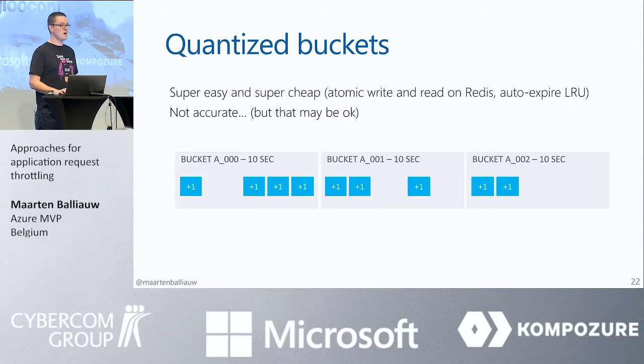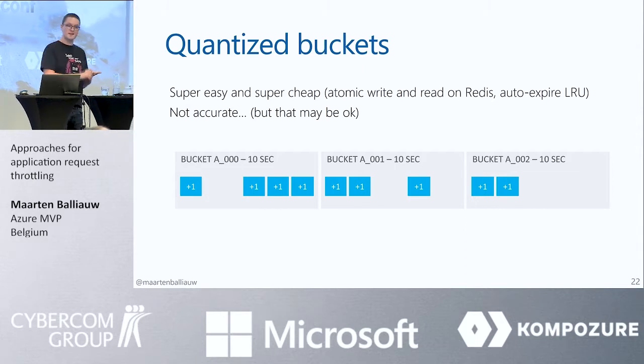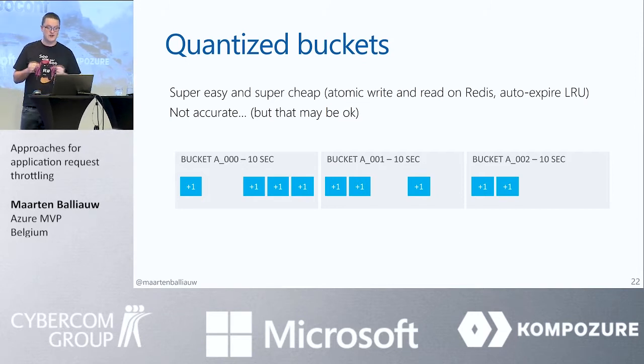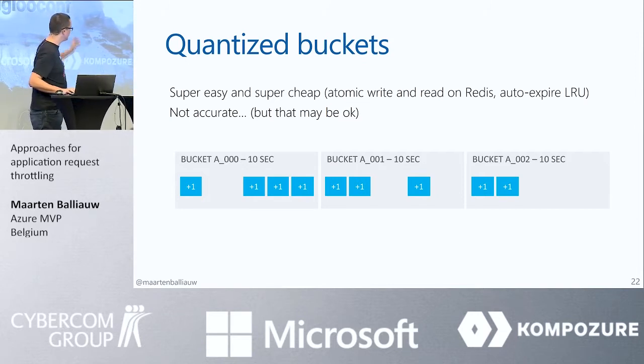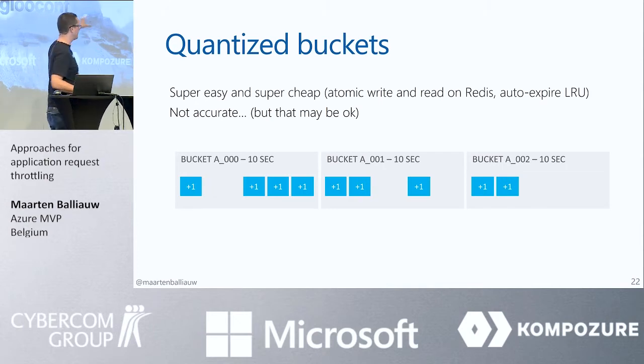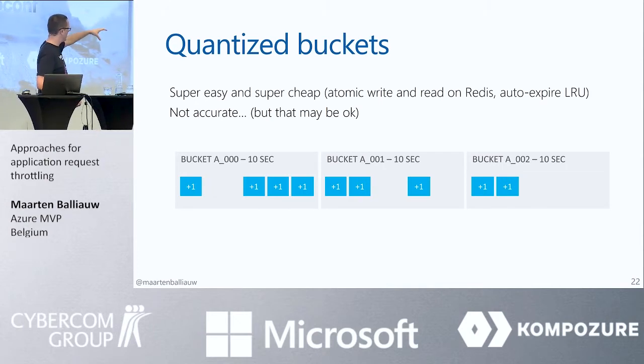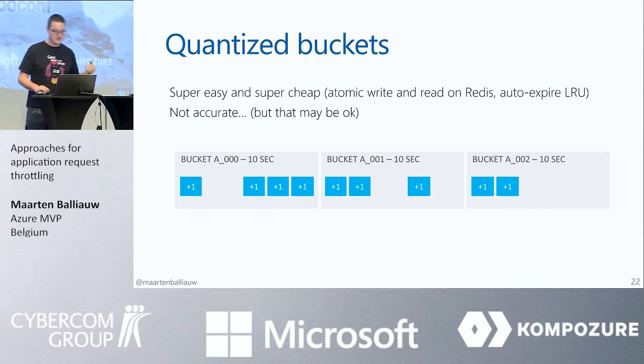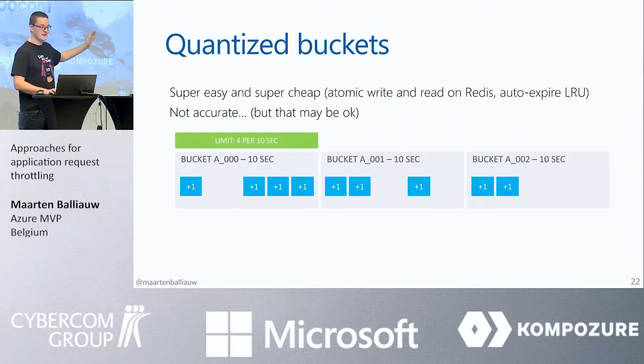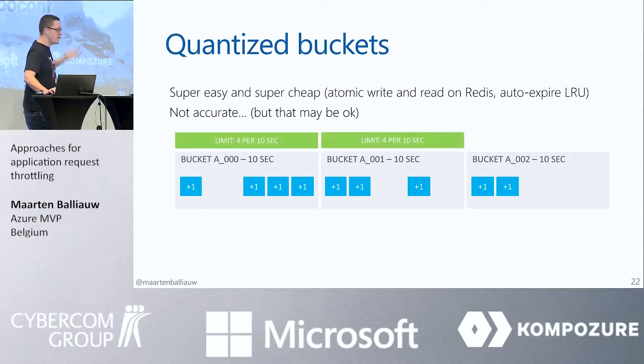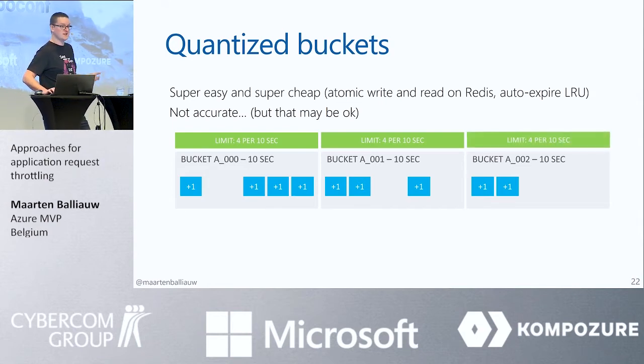There is one downside to quantized buckets, however. The nice thing is it's super easy to implement. It's only one simple counter and of course the key of what you want to store. But the problem is it's not precise enough. So imagine you have these buckets and we have a new bucket name every 10 seconds. You would get bucket A, bucket A01, A02 and so on within 10-second intervals. If there's requests coming in and I have my first bucket and I say I want to limit this to 4 requests per 10 seconds, this works. That bucket will have 4 requests. Second bucket will also have just 3 requests in it. The third bucket will just have 2 requests in it.